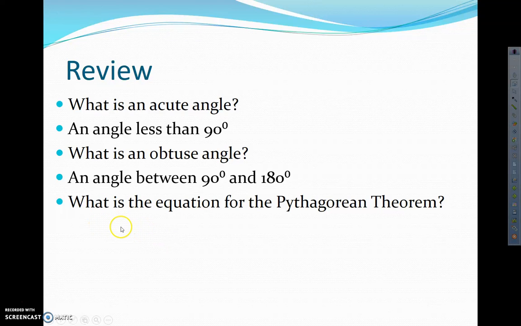a squared plus b squared is equal to c squared, or c squared is equal to a squared plus b squared. And we're going to find out that cosine law is just a modification of the Pythagorean theorem. We're just going to add a little bit to it.